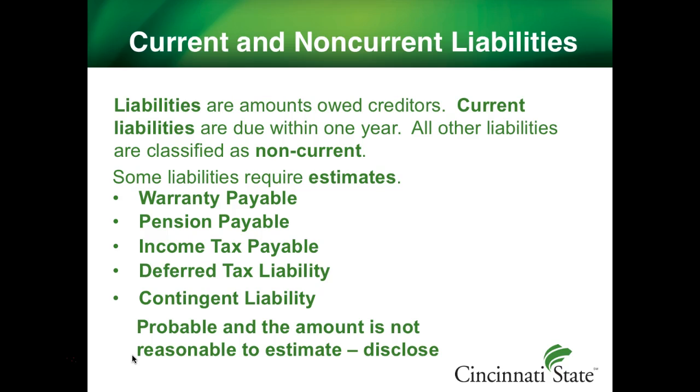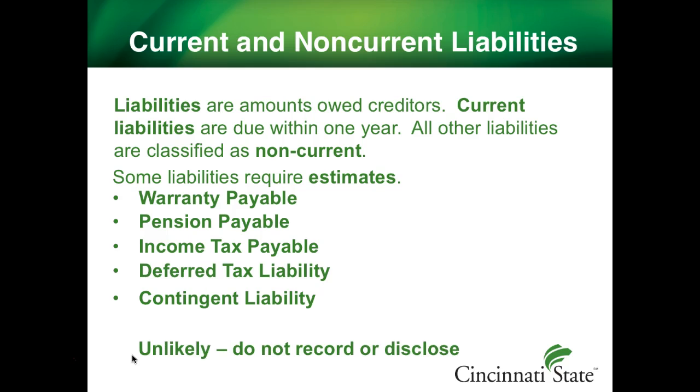The existence of a contingent liability should be disclosed in the notes accompanying the financial statements if the liability is reasonably possible but not probable, or if the liability is probable but the amount cannot be reasonably estimated. Reasonably possible means that the chance of the event occurring is more than remote but less than likely. The contingent liability is neither recorded nor disclosed in the notes if the probability of its occurrence is remote.